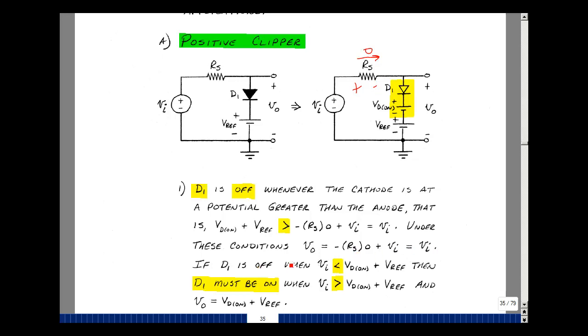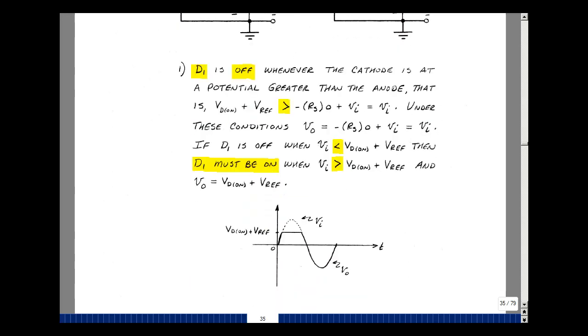Now, if the diode is off when V sub I is less than VD on plus V reference, well, then it must be on when the inequality is the other way. There are only two possible states for the diode. When that's true, the diode is a short, and the voltage across the output is just these two batteries. In other words, V out is equal to 0 plus VD on plus V reference. So we can show that as a picture.